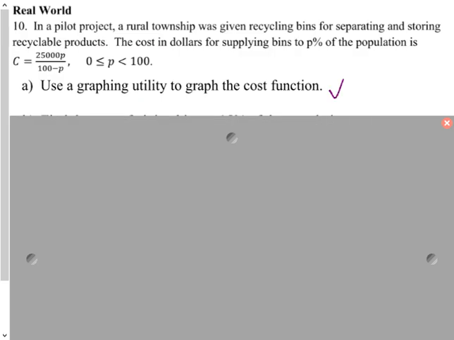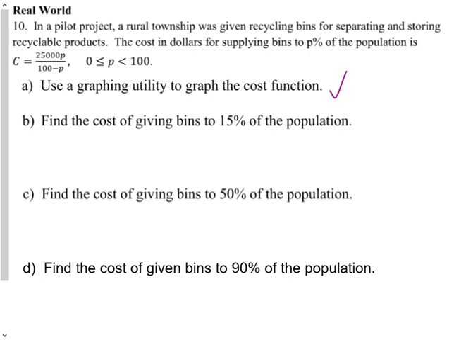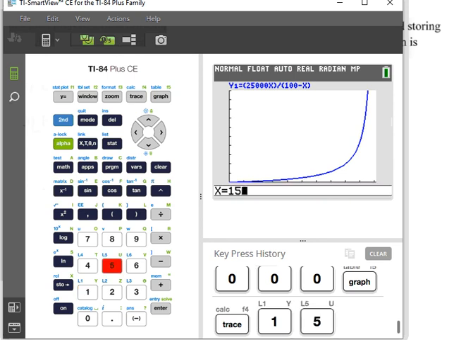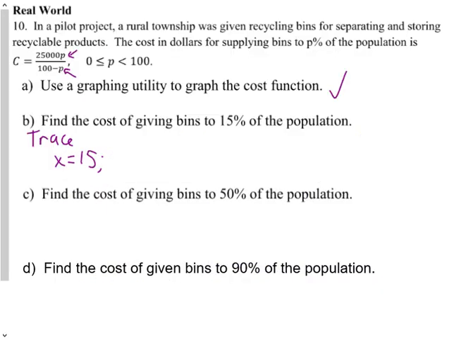Check that off. Next, find the cost of giving bins to 15% of the population. Now we can trace and say x is 15. Otherwise, you could just plug 15 into the numerator and denominator. But bring the calculator back out. I do trace 15, and I got 4,411.76. If we're talking dollars, it doesn't make sense to round to the third decimal, so we're going to leave it at 2. So, 4,411.76.